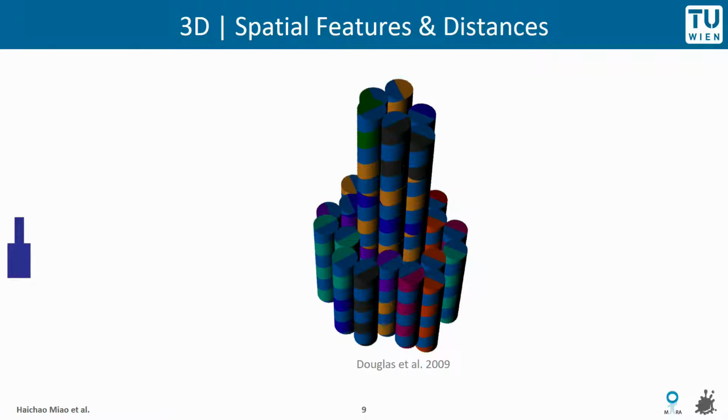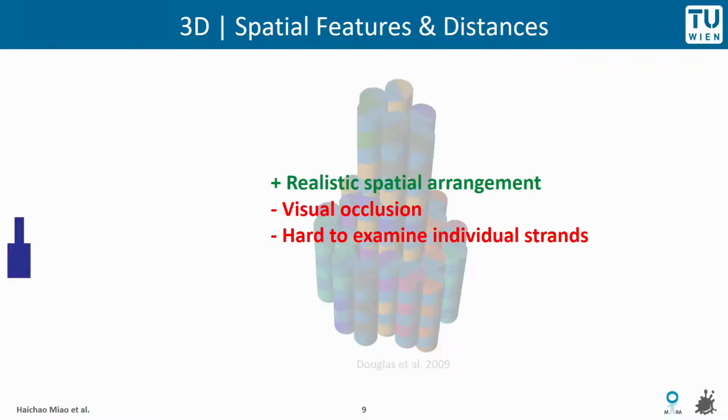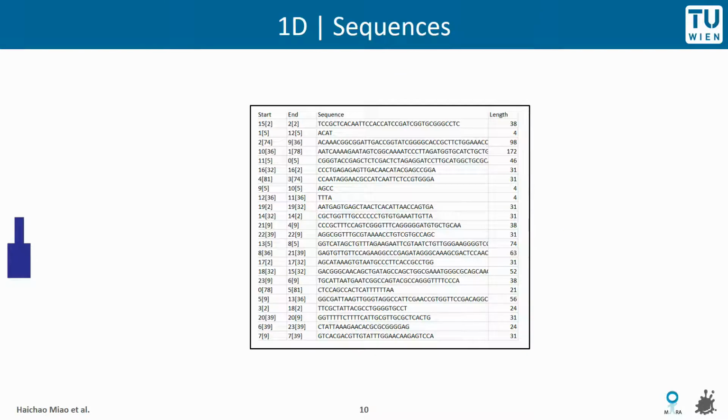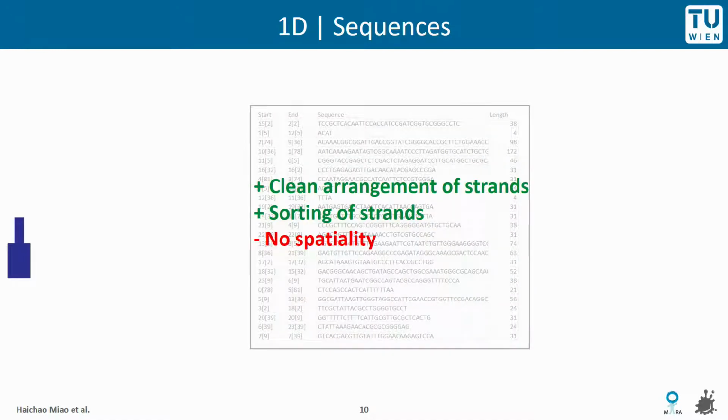So this is the DNA nanotube. These cylinders represent the double helices. So in 3D, you have a very realistic spatial arrangement of the DNA strands, but the problem with 3D is visual occlusion. And also, it is very hard to examine individual strands. But in 1D, this is basically the sequence, the primary structure of the DNA strands. You have a very, very clean arrangement of DNA strands. And the advantage here is what our domain scientists are doing very often. They sort these strands. But there's no spatiality.